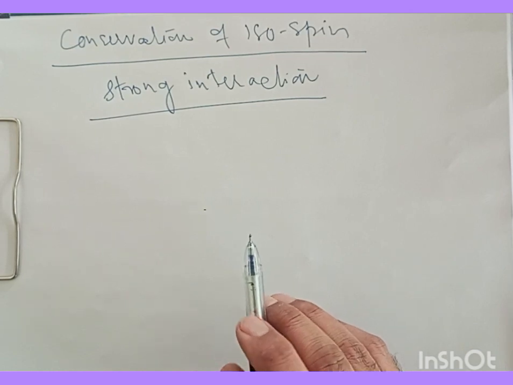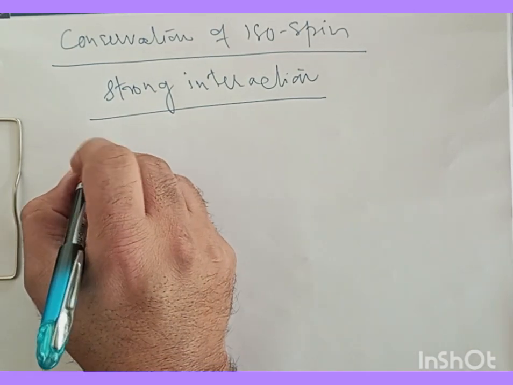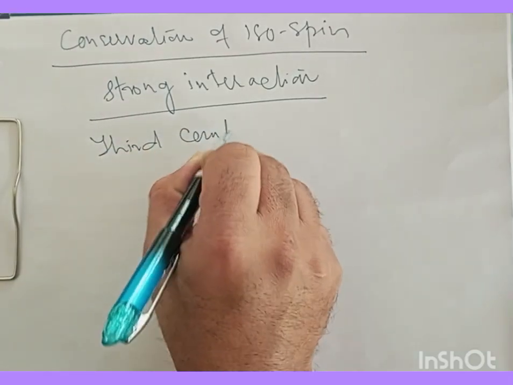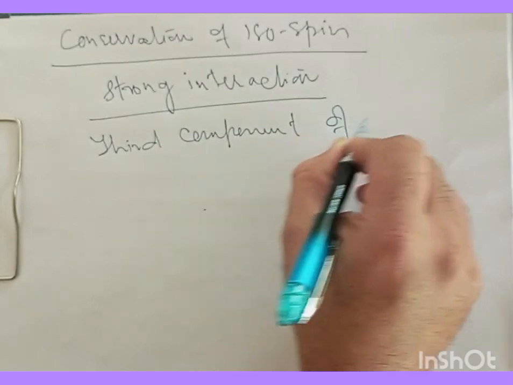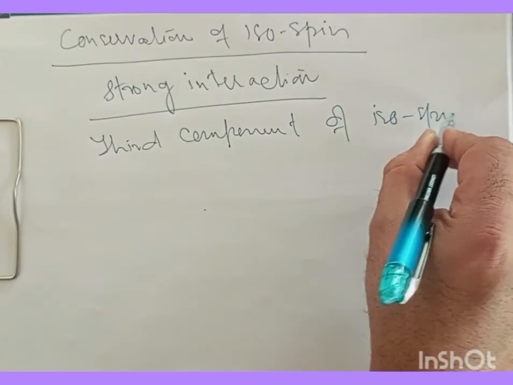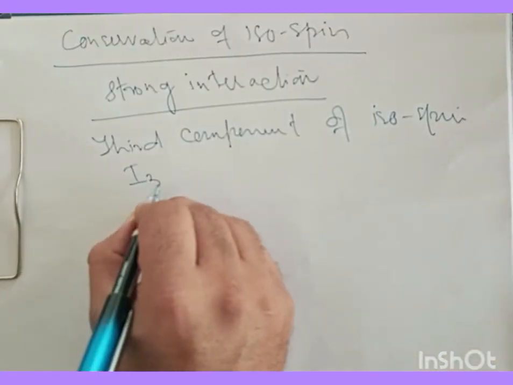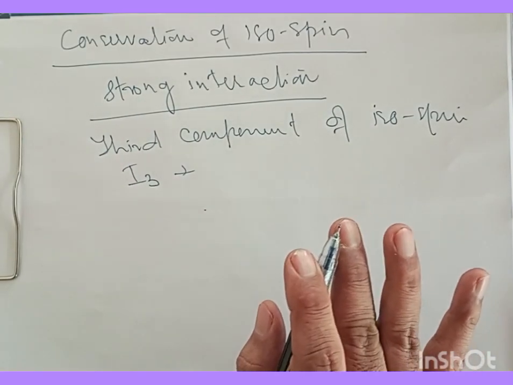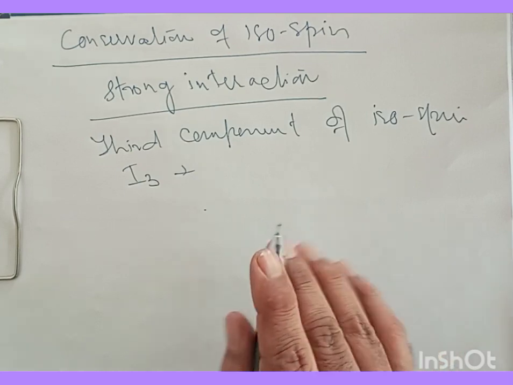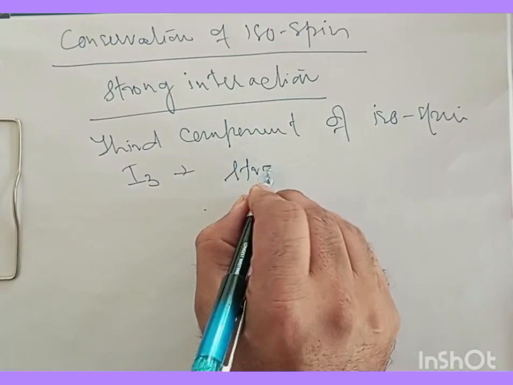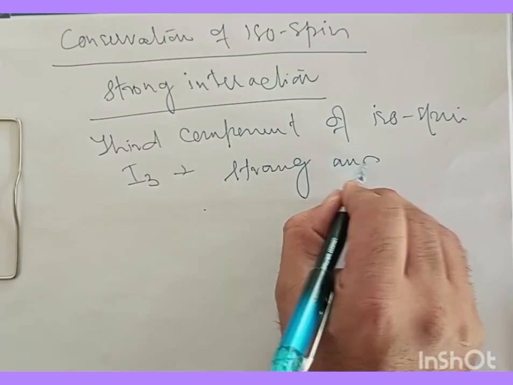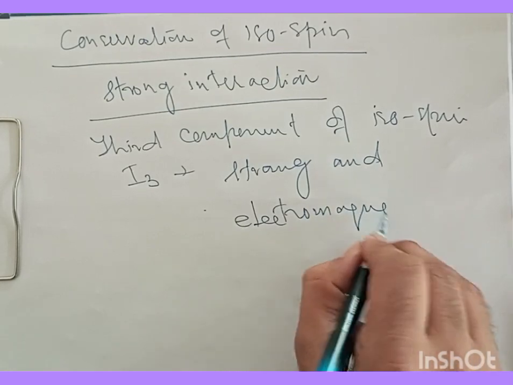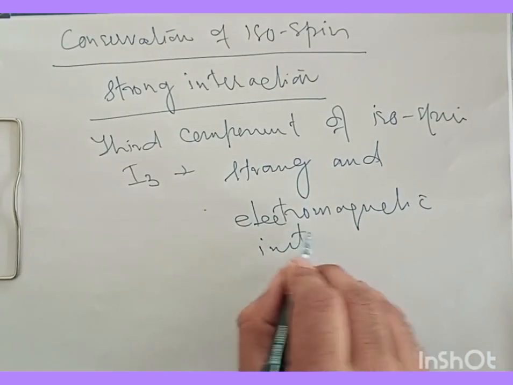However, the law of conservation of the third component of isospin, which is symbolized as I3, is valid in reactions or decays which are due to strong and electromagnetic interactions.